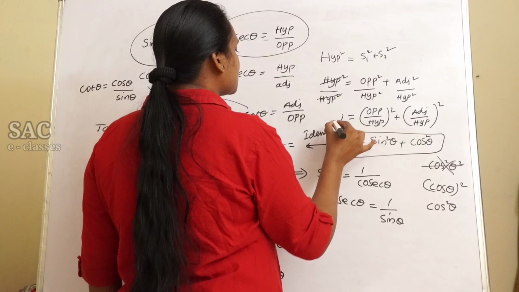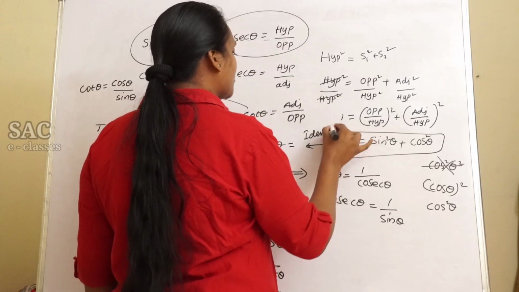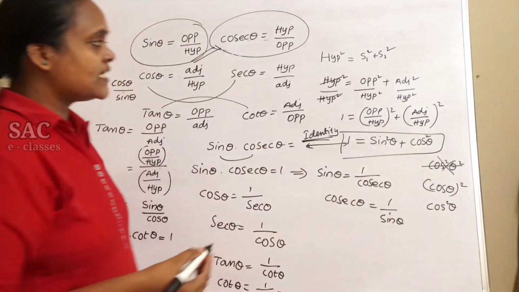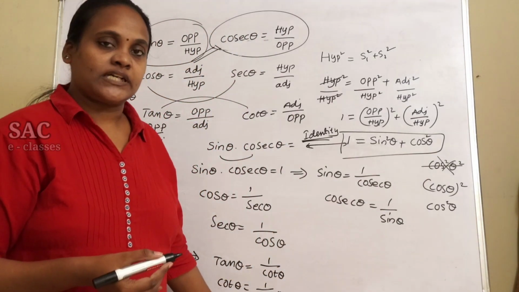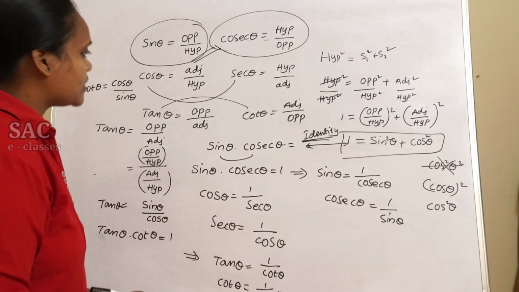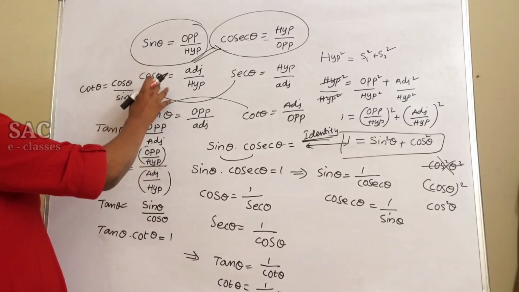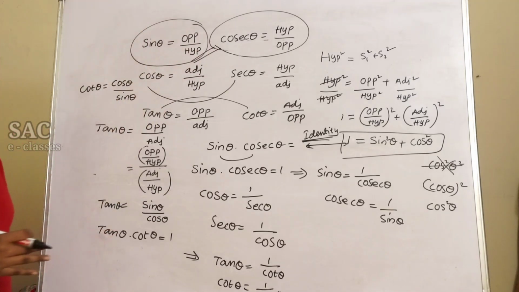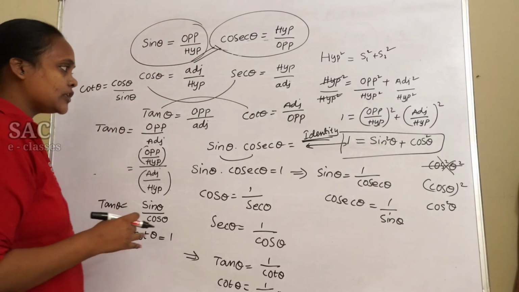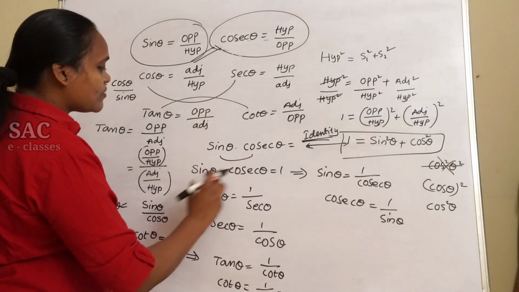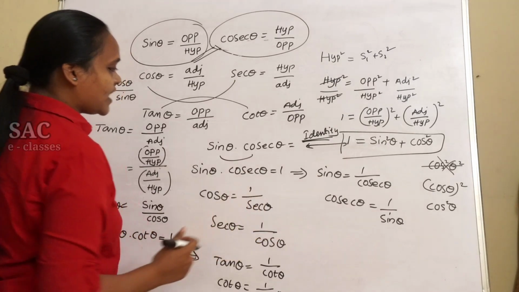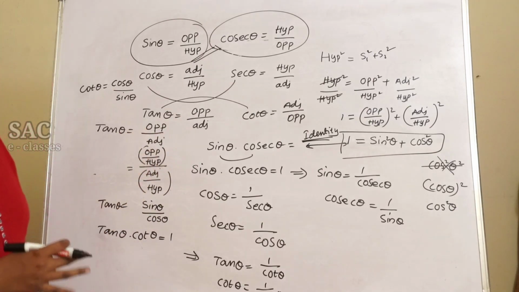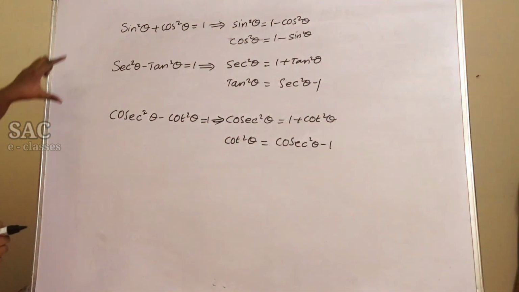Then let me list out the rest of the identities. What identity is there between sine and cos? Sine square theta plus cos square theta equal to 1. And until now, what have we discussed? What are the relationships between one ratio and another ratio? What are the 6 possible trigonometric ratios? And how one can be expressed in terms of another, we have learned. Let me list out the remaining identities also. Now these are the 3 identities.